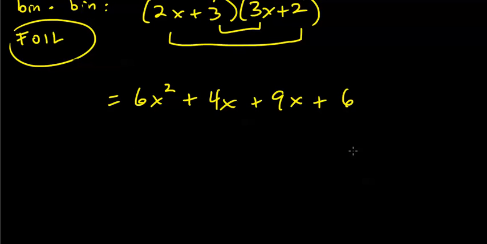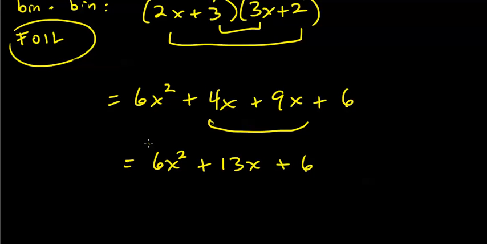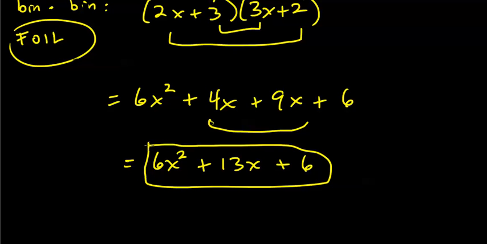Alright, please note that often, but not always, the inner and the outer product are like terms and hence must be combined to get a completely simplified answer. So, of course, the 6x squared term has to stand alone. 9x plus 4x is 13x, and the constant term also sits alone. So when I multiply these two binomials, I end up with a degree 2 trinomial according to my FOIL method.